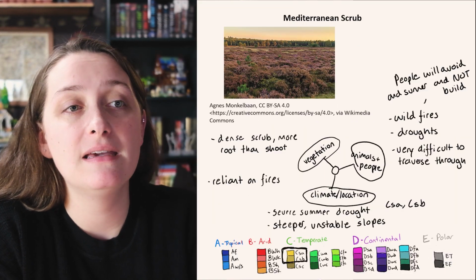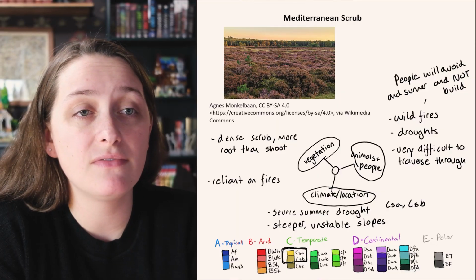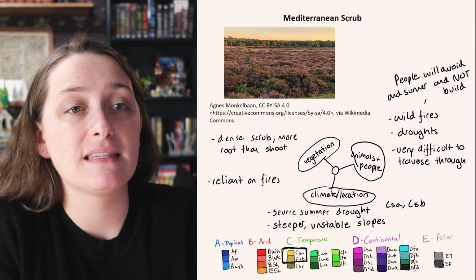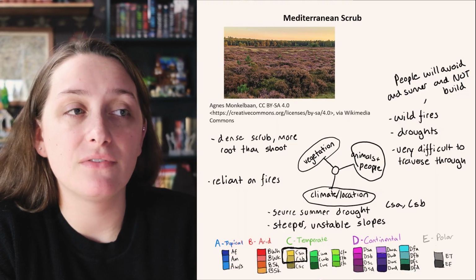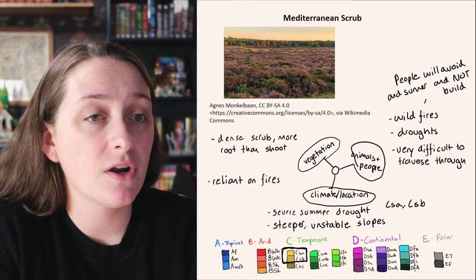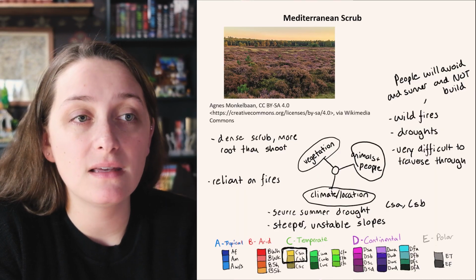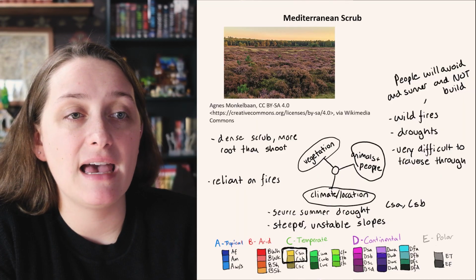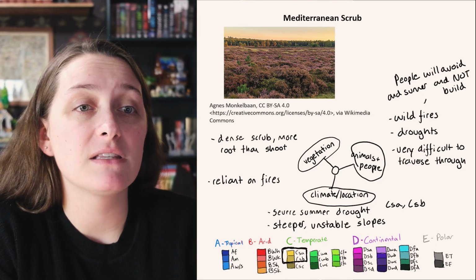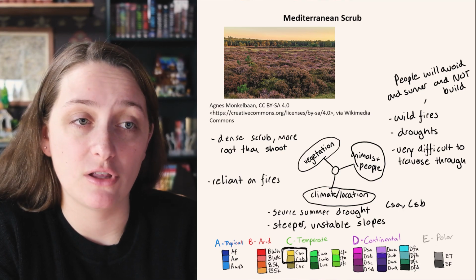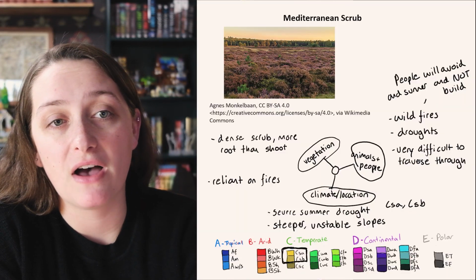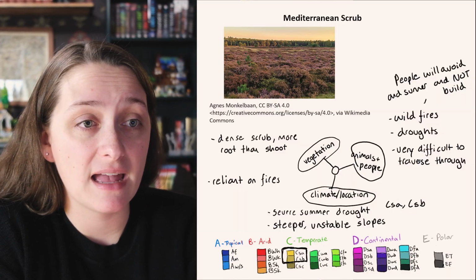Mediterranean scrub is going to be dense scrub with most of the biomass underground, so more roots than shoots, and this is going to be the most extensive of the scrublands. It's very dense, it's near impossible to hike through, and there may be some layers of herbs, small grasses beneath, and this is mainly going to be found in CSA or CSB Mediterranean climate where you have severe summer droughts, but these must also be on steeper, more unstable slopes, which they provide a bit of stabilization for. On gentler slopes, you'll find grassland or Mediterranean woodland instead.